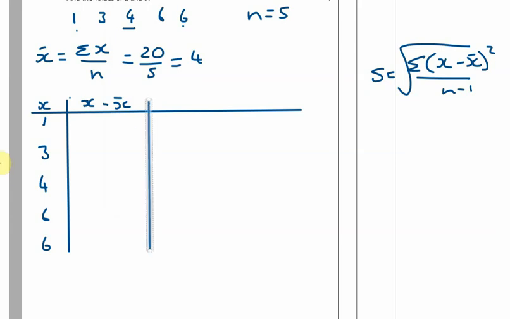So I worked out x bar first, and now what I'm going to do is work through the rest of this top equation. So x minus x bar, what does that mean? It's just a number minus the mean. So 1 minus 4 is minus 3, 3 minus 4 is minus 1.